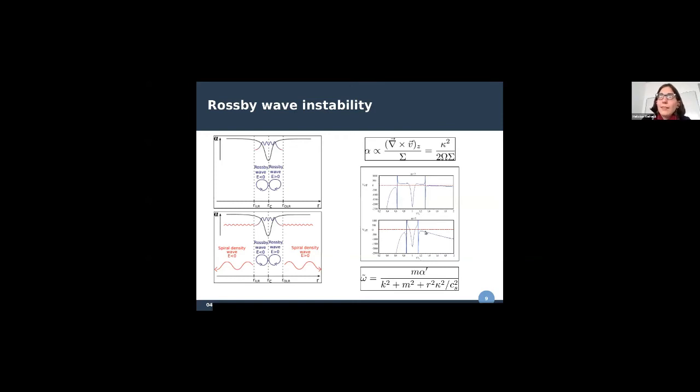As you can see here, the smaller the mode number, the larger is the forbidden region, and so the higher is the growth rate. And indeed, this instability is a large-scale instability, so it's mainly 2D. The nonlinear evolution would be an inverse cascade toward large scale, and there would be only one vortex surviving at the end.